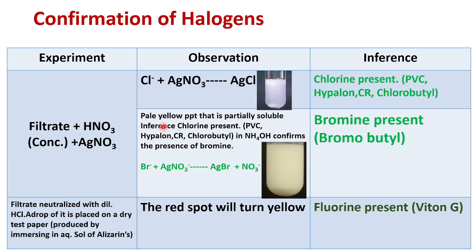Now in case of bromine, it will form silver bromide, and the color is obviously different from AgCl. It is a pale yellow type of precipitate formation if bromide is present. So if bromide is present, that means the rubber may be bromobutyl type of rubber. So chlorine, bromine, and next is the fluorine.